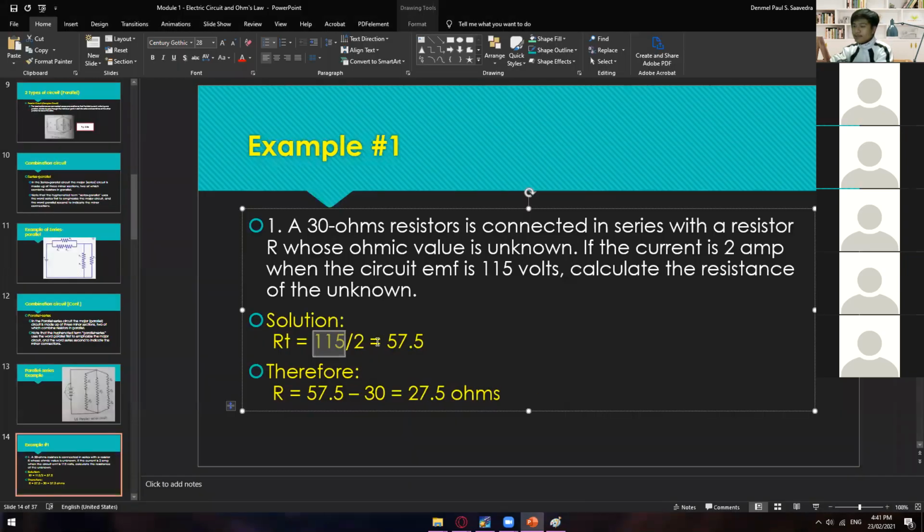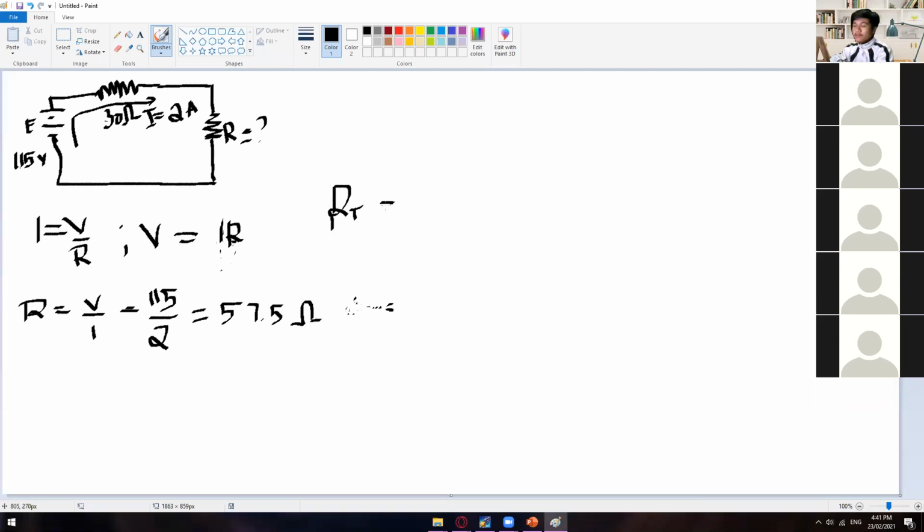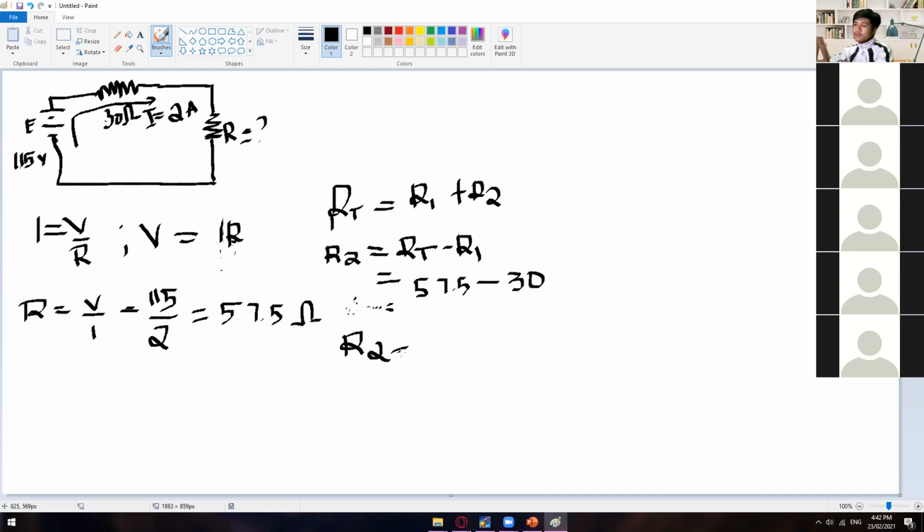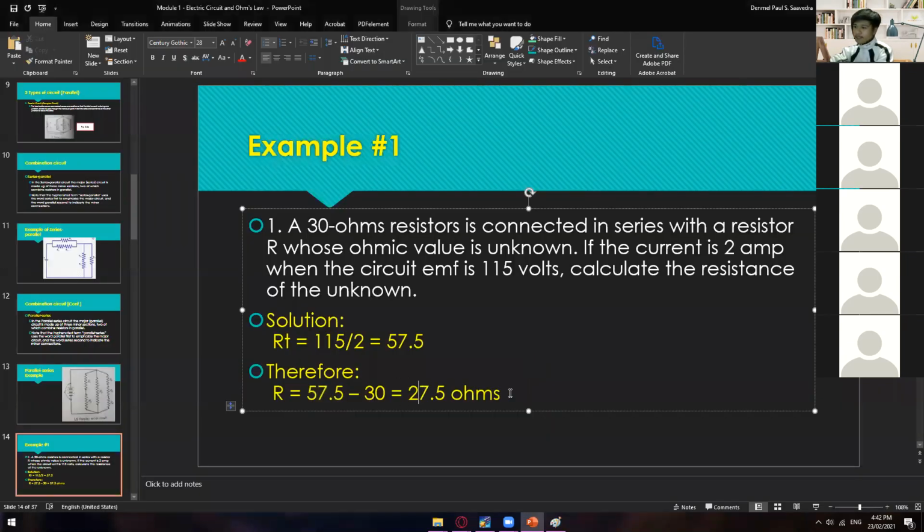Okay, so from there, we already know that the total resistance is 57.5. And the one that we're looking for is the R2. Because if you're going to get the R total, we have this equation, R1 plus R2, or all of the summations of your resistors in that circuit. And as you guys can see right here, we only have two resistors. So R1 plus R2 only. And the one that we're looking for is the R2. So R total is already given. So R2 is equal to RT minus R1. RT is already given, which is 57.5, and then your R1 is 30 ohms, minus 30. So your R2 is equal to 27.5 ohms, which is the same here.